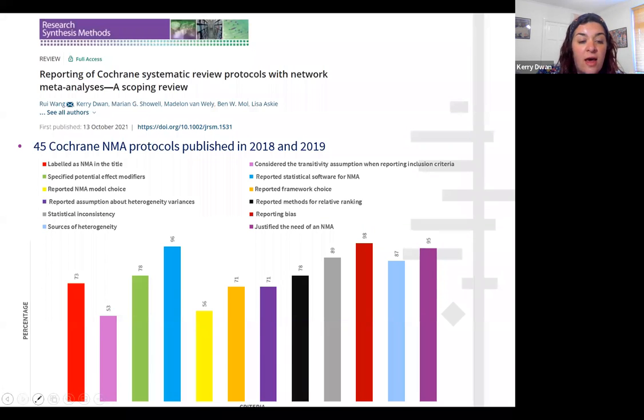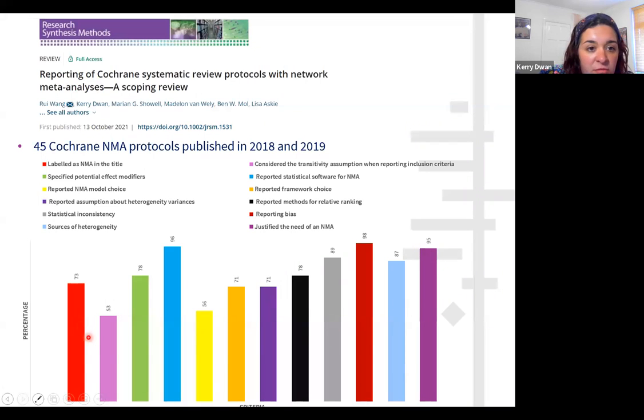We conducted a study looking at protocols using network meta-analysis that were published in the Cochrane Library in 2018 and 2019. And there were 45 protocols included. And as you can see here in this plot, there's a variety of ways that the items were included. So the things that were included well: 96% reported the statistical software that they used, 98% considered reporting bias, and 95% justified the need for a network meta-analysis.